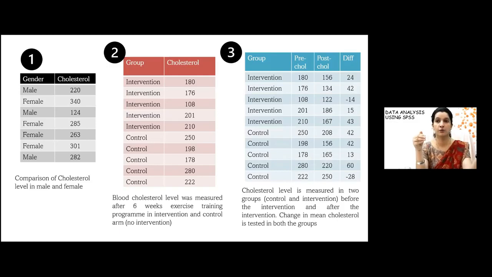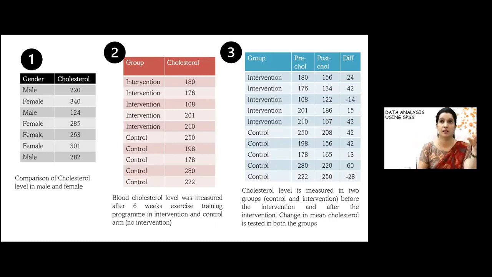Or you could do, in the same group, the pre and post, and then you can see the change in mean cholesterol level in both the groups. But just to see the pre and post, for that you need to do a paired t-test. But here I am explaining that if you want to measure the change from the baseline, then you can use the independent sample t-test to see which group exhibited more change.